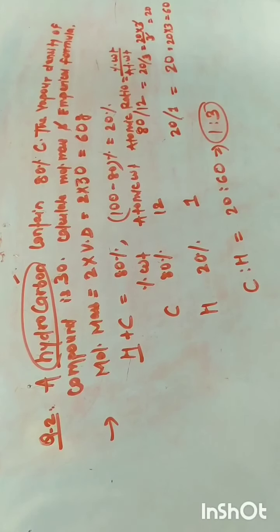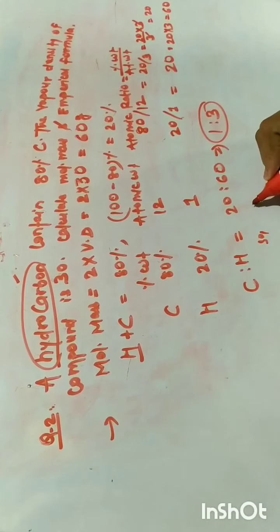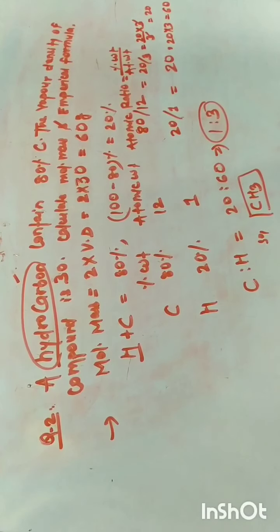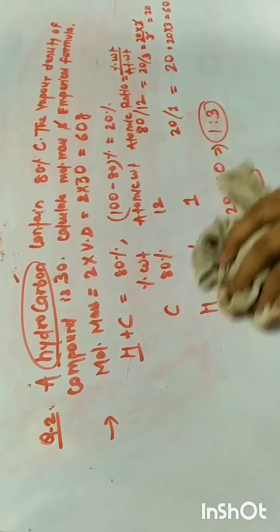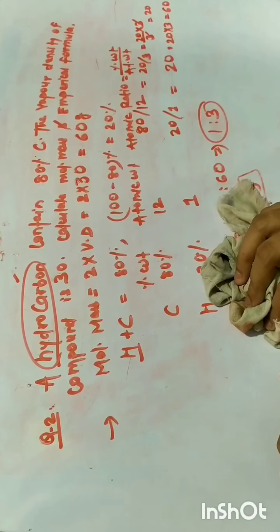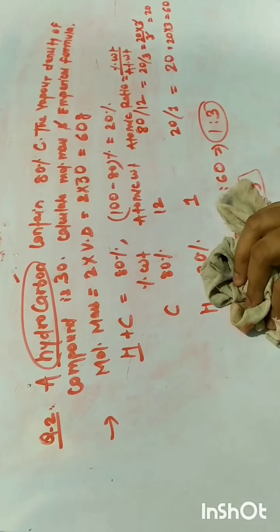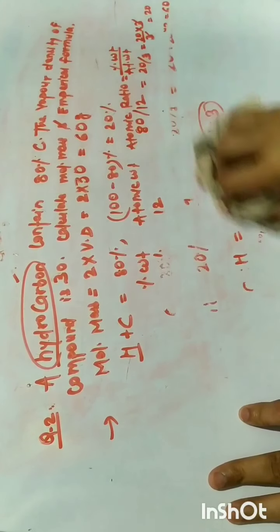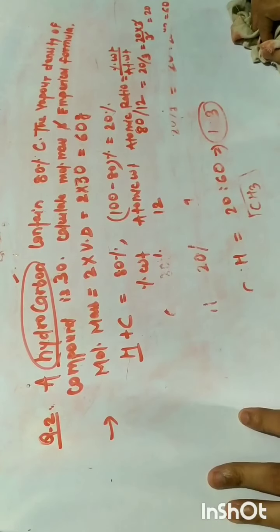So our formula will be CH3. This is the empirical formula for this hydrocarbon. In this way, the second topic of mole concept is cleared. In the next class, we will discuss our third topic, that is application of mole concept in chemical reactions and also the equivalent concept. So till then, goodbye and keep learning.